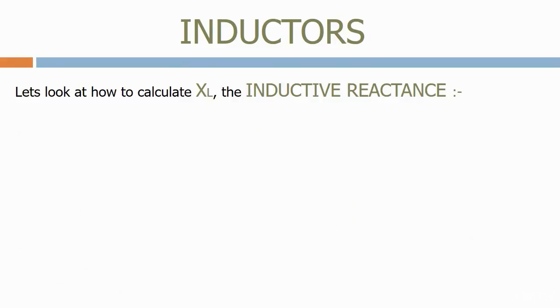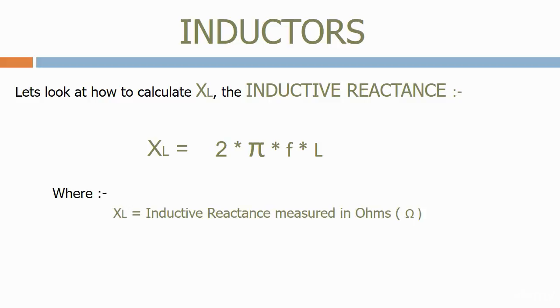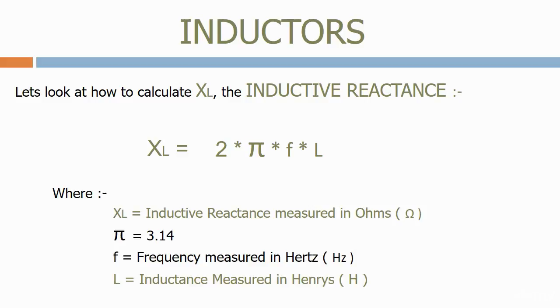Let's look at how to calculate XL, the inductive reactance. XL equals 2 times pi times F times L, where XL is the inductive reactance measured in ohms, pi is the constant 3.14, F is the frequency measured in hertz, and L is the inductance measured in henries.